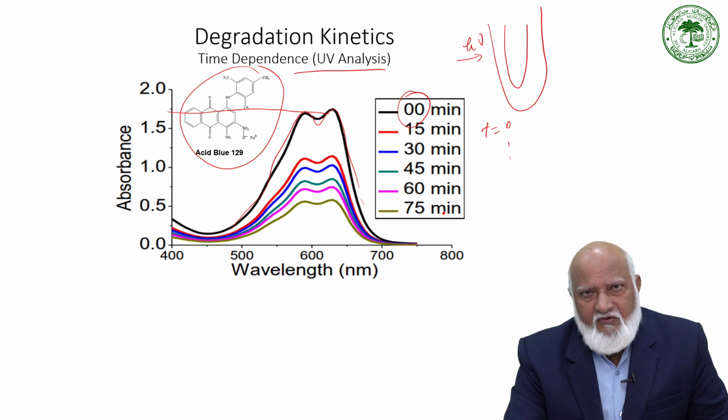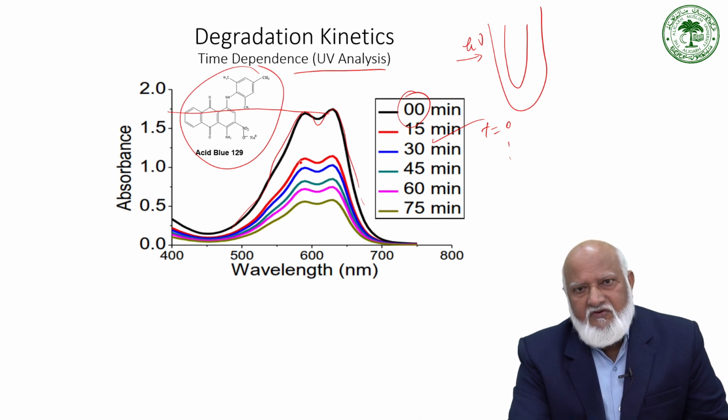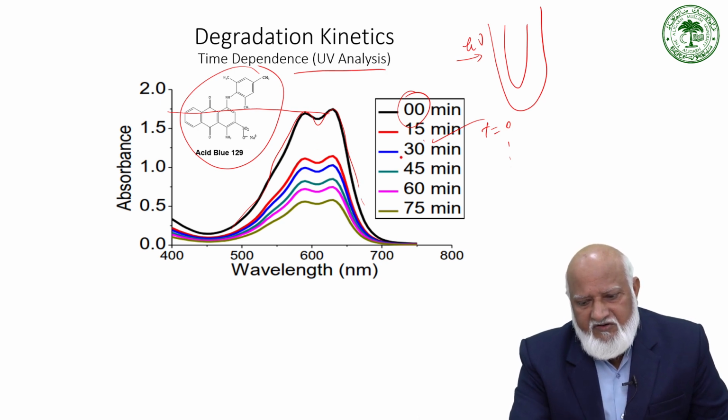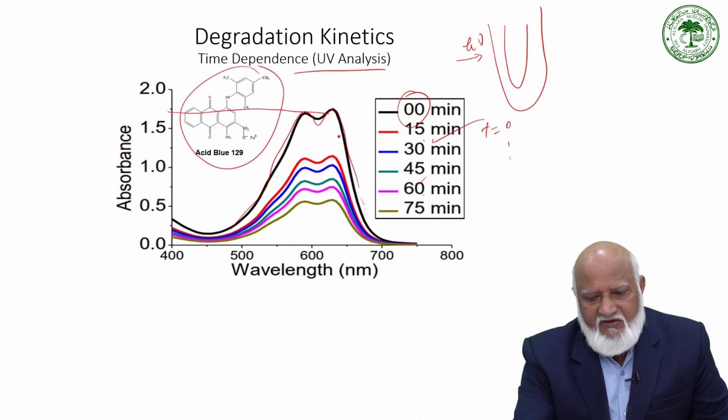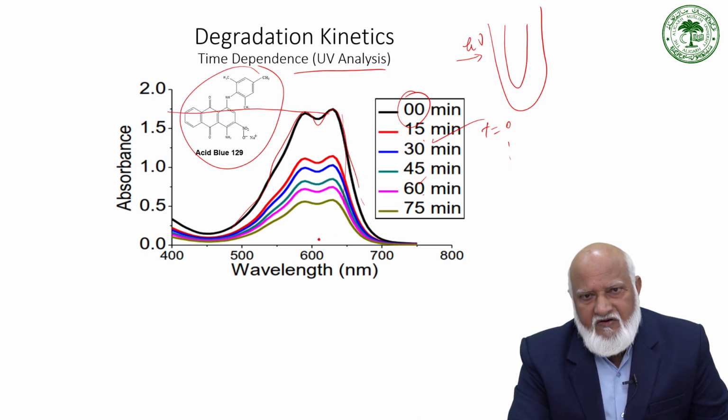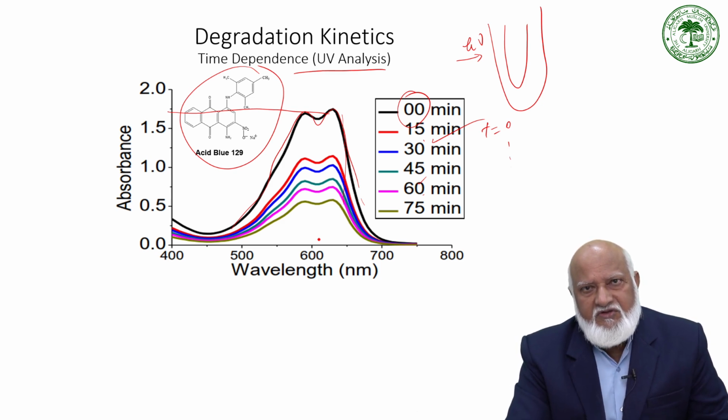We need a high powerful light, that is the UV light, and then we collect samples at different time intervals. You can see the UV measurement at different time intervals: 15 minutes, 30 minutes, 45 minutes, 60 minutes. You can see the decrease in absorbance of the molecule, which means the dye is slowly becoming decolorized, or you can say there is a loss of chromophore present in this dye material, which gives the color, breaking down, so that is the decolorization.